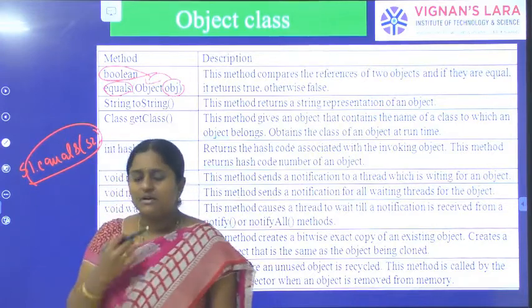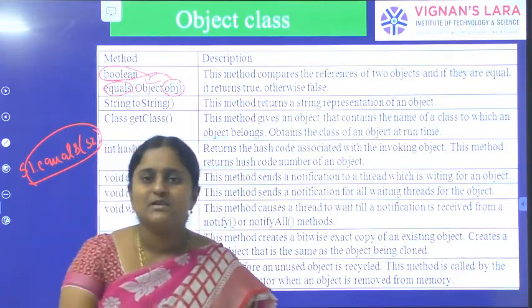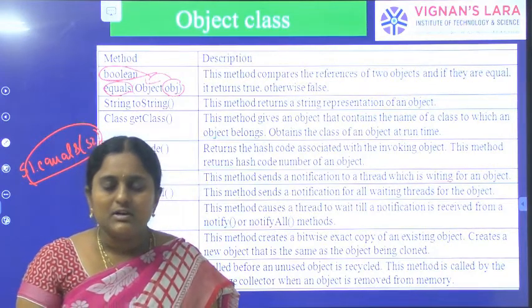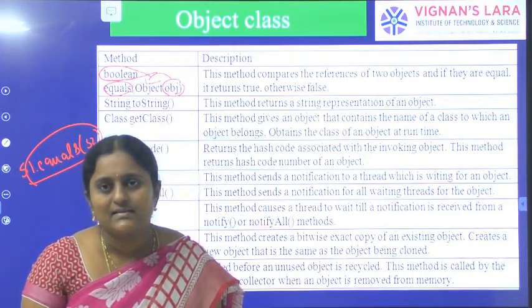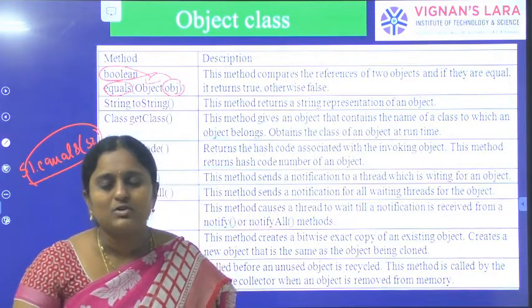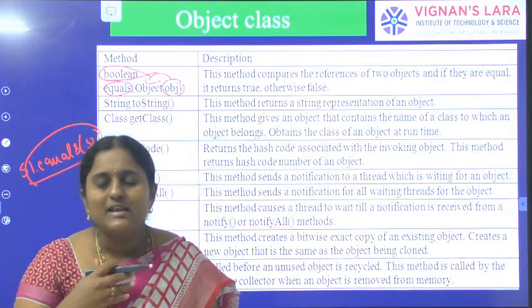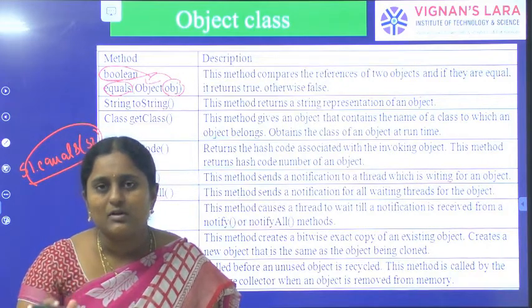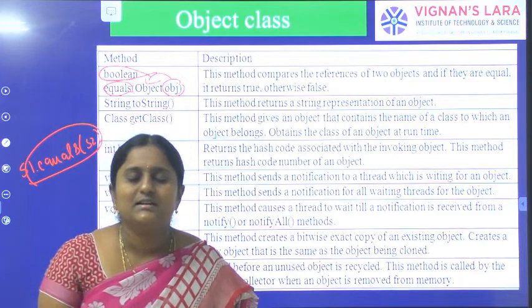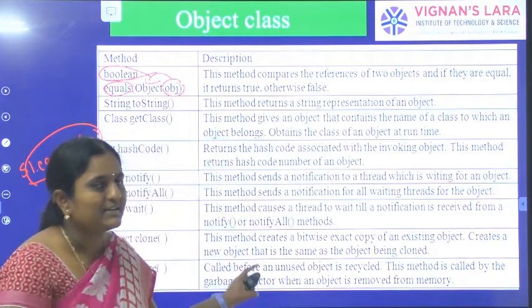When I am checking whether both objects' data is the same or not, by using which method? The equals method. If the two string objects' data is equal, it returns true, otherwise it returns false. Suppose here I am creating two objects, String s1 equal to hello, String s2 equal to hello. If both string data are equal, it returns true, otherwise it returns false.